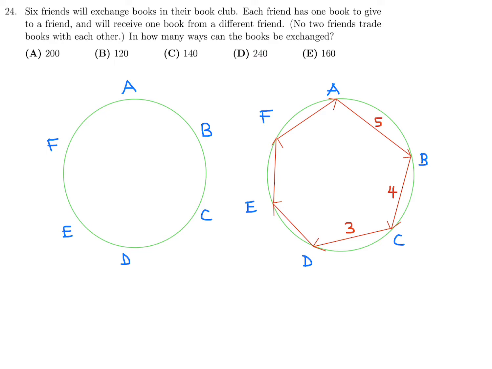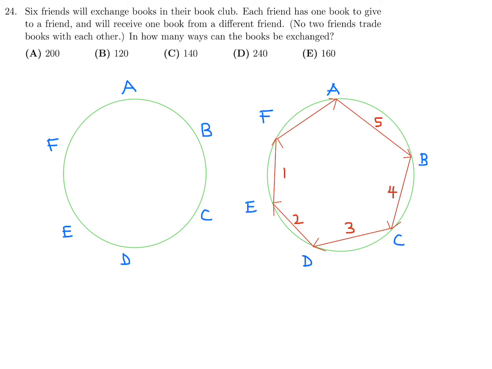Now let's talk about D. I drew it that D is giving a book to E, but D could also have given a book to F. And in a very similar way, that's the only possible choices for D. And then for E, it looks like E can only give a book to F, and that's it.